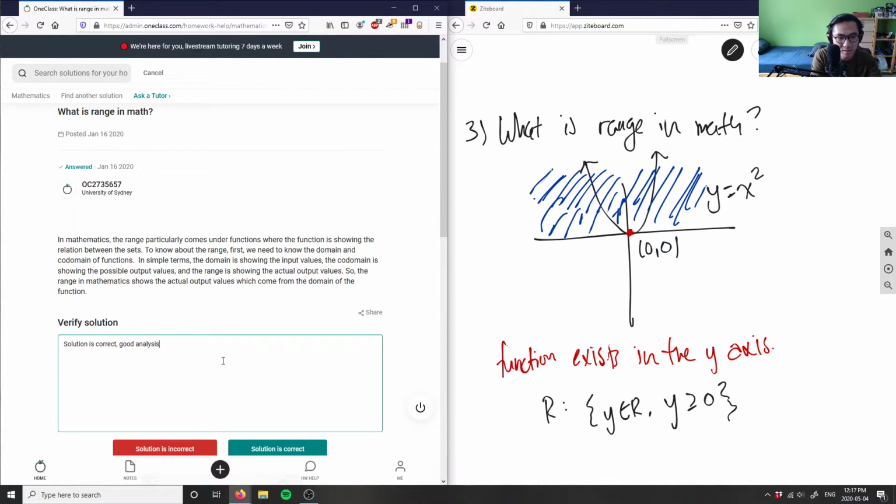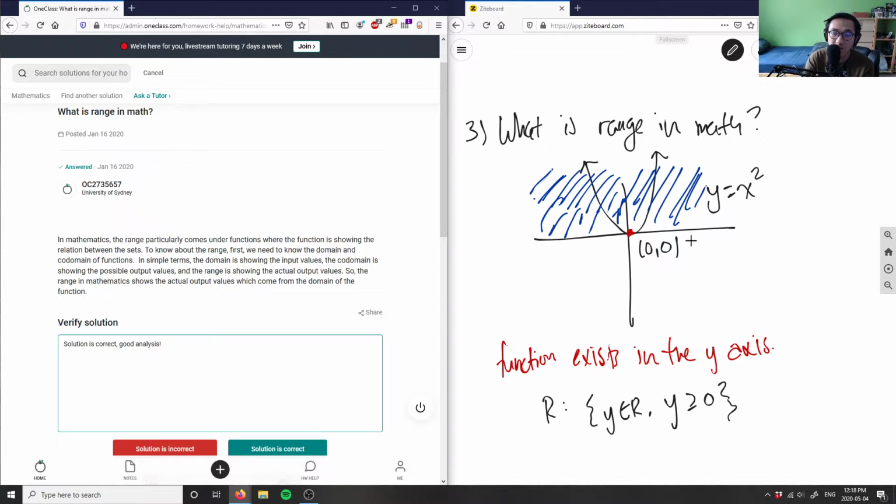Let's say good analysis here. It was a little bit wordy, but it's okay. We'll give it to them. It's more so just talking about the function existing in terms of the y-axis and how we can use interval notation to write down specific values in which the function lies in terms of the range of the function. Obviously, this is the y-axis. If you want to talk about the x-axis, it would be the domain.